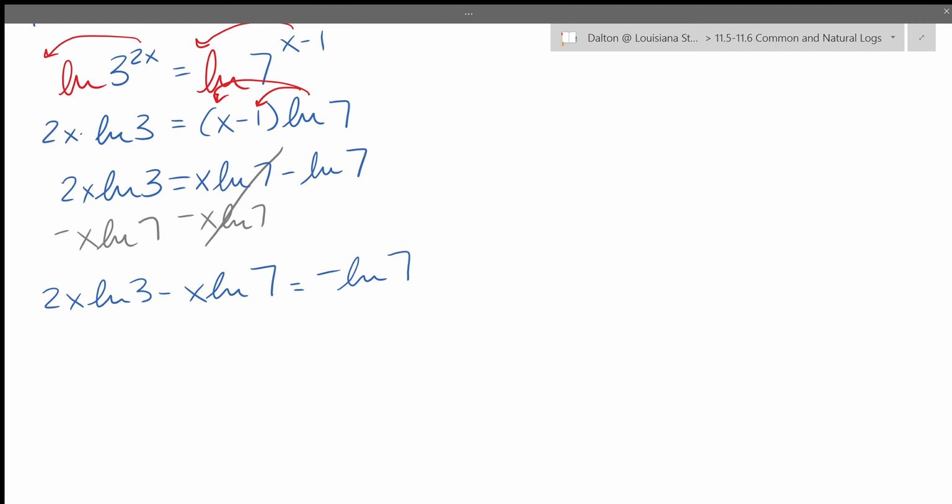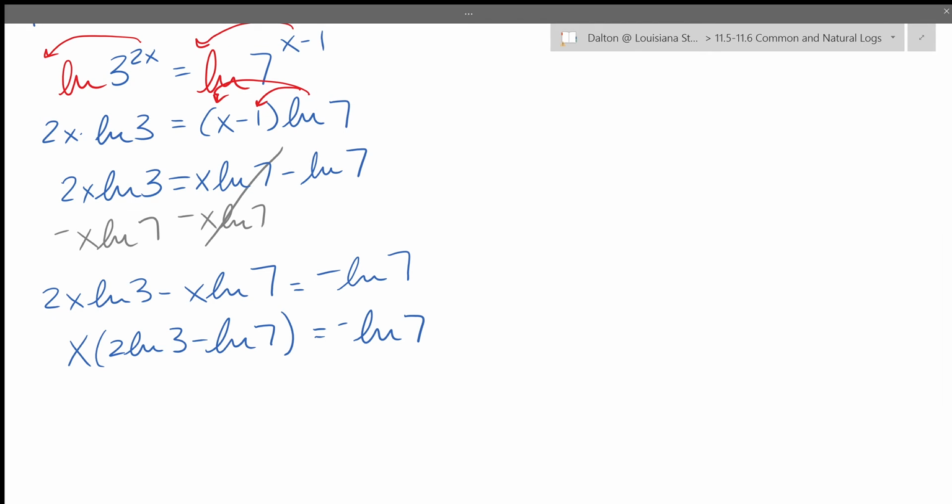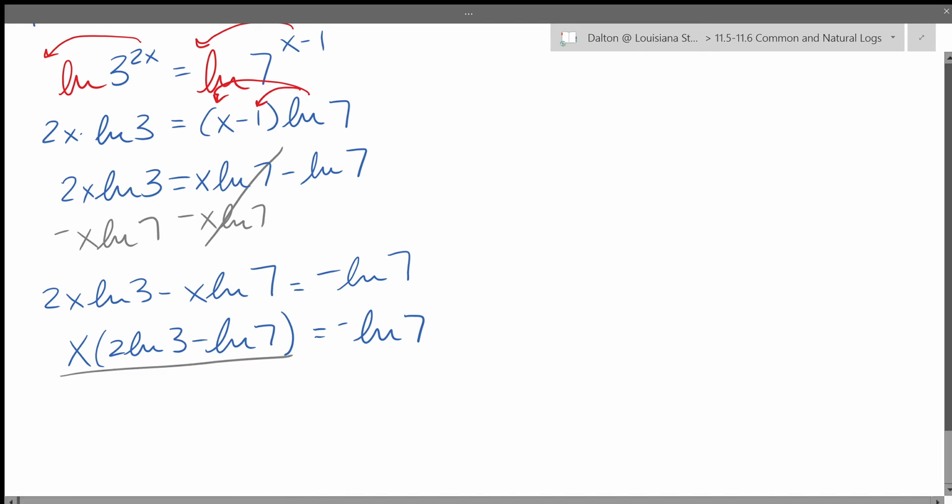So now we can go ahead and factor the x's out of both of these terms, leaving us with x times 2 natural log of 3 minus natural log of 7 equals negative natural log of 7. And then to isolate x, I can divide both sides by all this stuff that is stuck to it, in parentheses, 2 natural log of 3 minus natural log of 7. I'm dividing by 2 natural log of 3 minus natural log of 7.